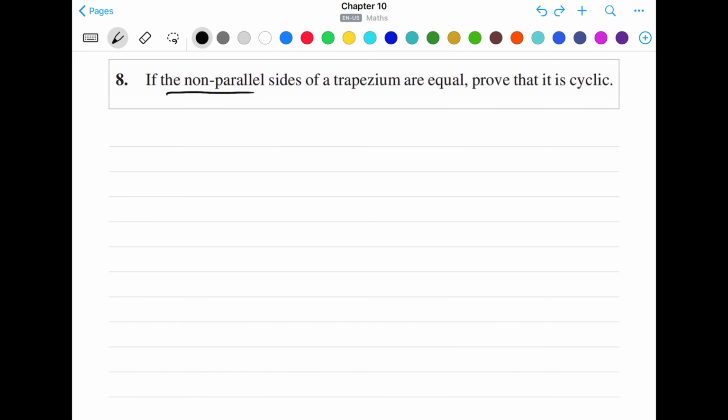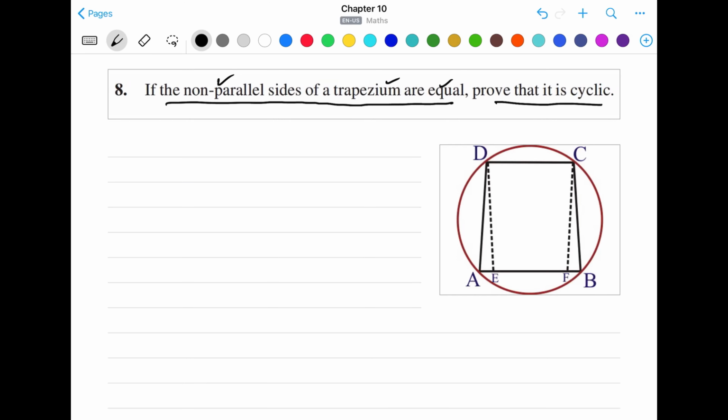Question number 8 is: if the non-parallel sides of a trapezium are equal, prove that it is cyclic. So that means we are given a trapezium whose non-parallel sides are equal, and we have to prove that this trapezium is a cyclic trapezium. Okay, so let's first draw this figure. This is the figure for this question.